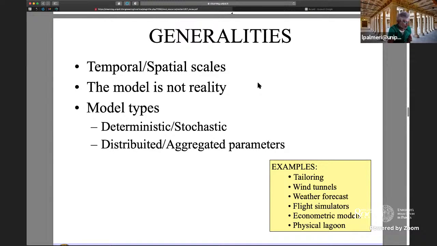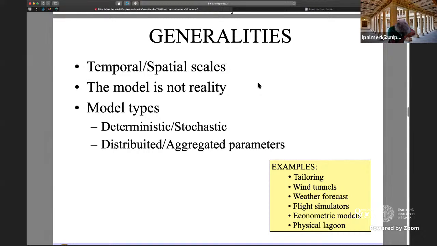Again, weather forecast models are models that are somewhere between deterministic and stochastic models. Weather forecast models are typically distributed parameter models because they change their performance according to the different spatial or geographical location.